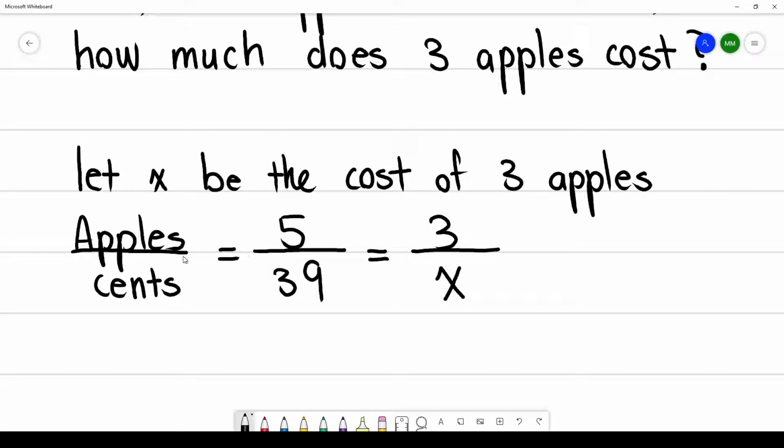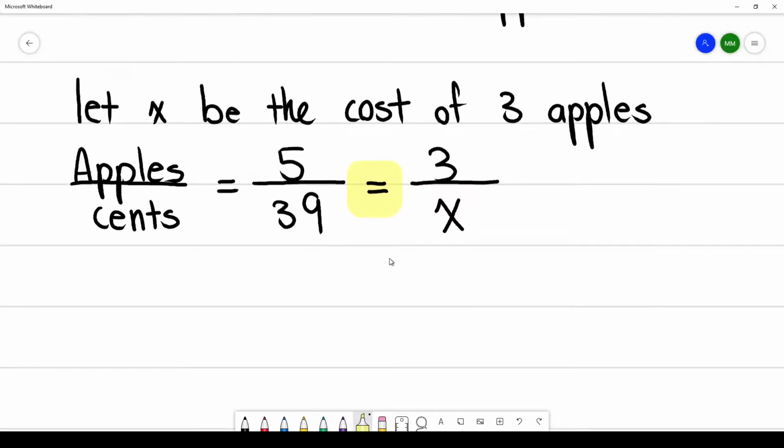So why is this an equal sign here? Because the quotient of a direct proportion is always the same. So 5 over 39 gives a quotient, and that is going to be the same as 3 over x. The quotient is always the same. Apples over cents, whatever this gives, is always the same. And that is why we can set up an equal sign over here. Equal sign means the same.